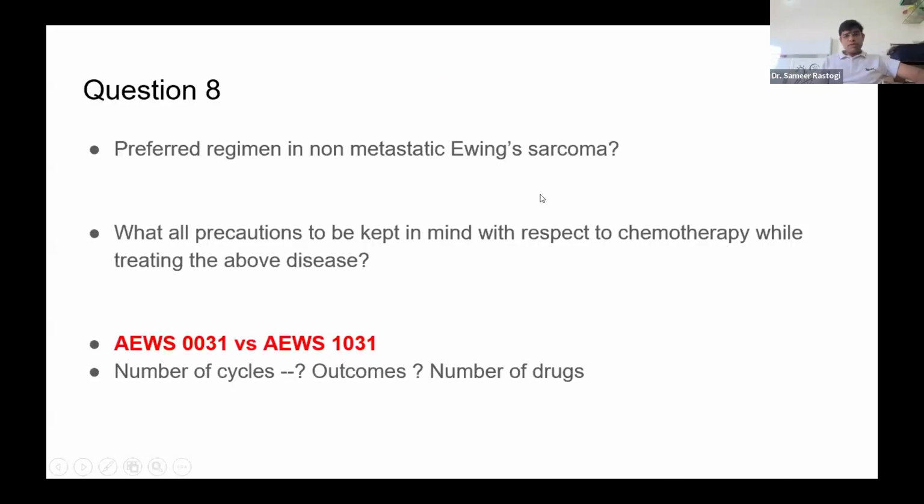So, preferred regimen in non-metastatic Ewing sarcoma. I'll present a scenario. A 15-year-old boy has come, and when biopsy is done, it is femur Ewing sarcoma, diaphysis, and 2D echo is normal, everything is normal, sperm banking done. What is the preferred regimen? How many cycles?